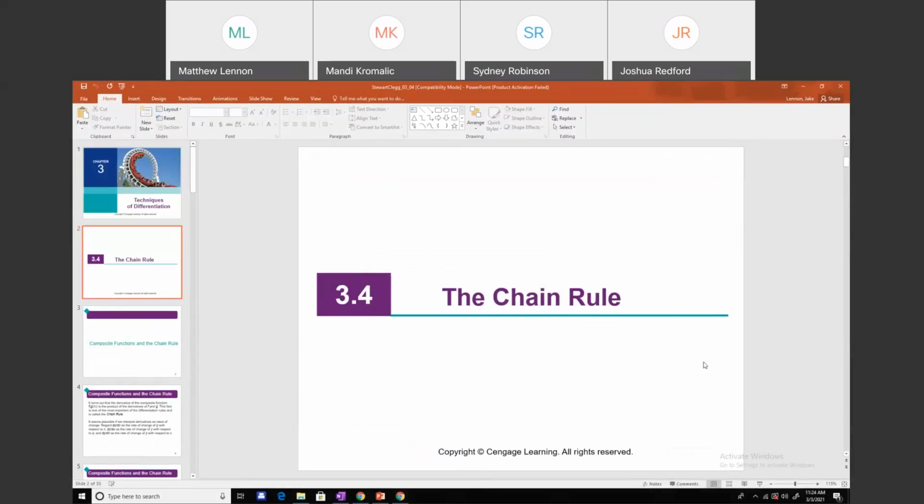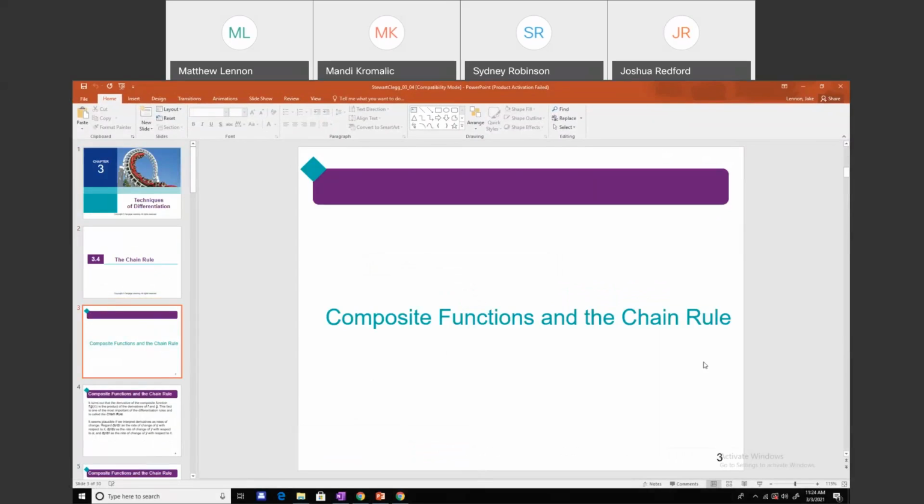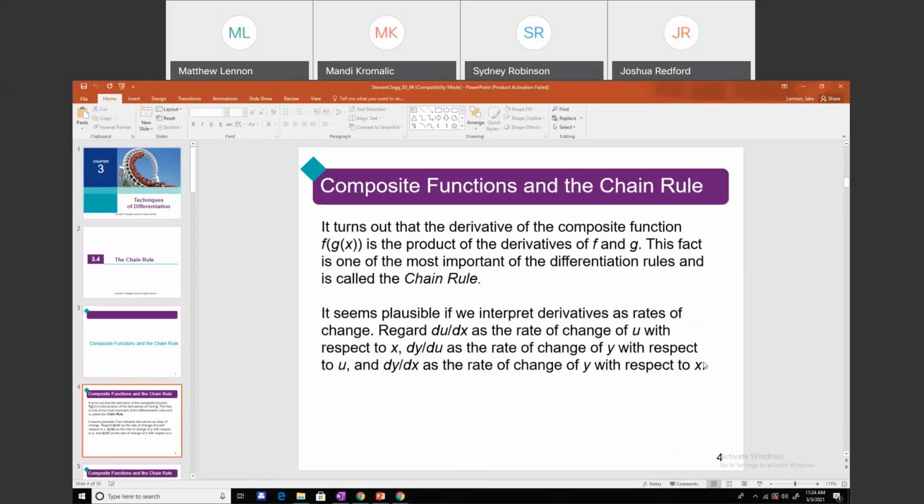So again, we're looking at the chain rule. So this is taking the derivative of composed functions, meaning one function is essentially plugged into another one. So something like f of g of x that you'd see right there. You could also do it the other way, g of f of x or anything like that.